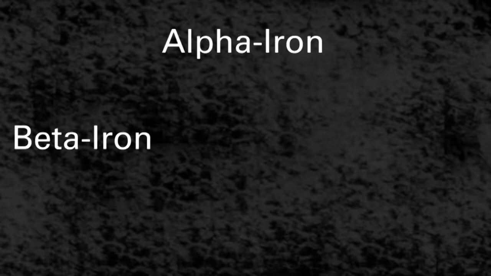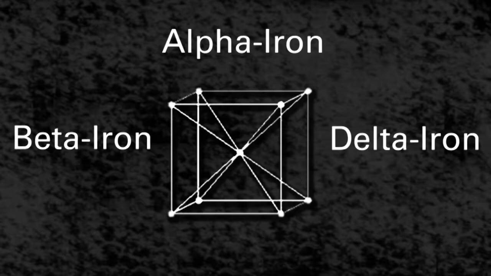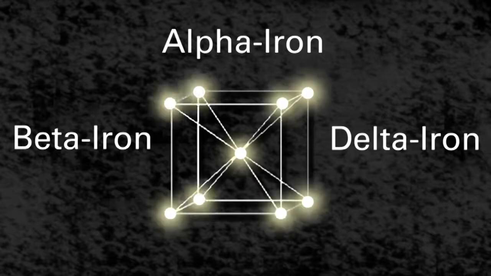The 3 most common allotropes each have a cubic structure. Alpha iron and beta iron and delta iron each have a body-centered cubic structure. In this structure, there is an iron atom at the center of the cube, which is linked to all 8 iron atoms at the vertices of the cube.